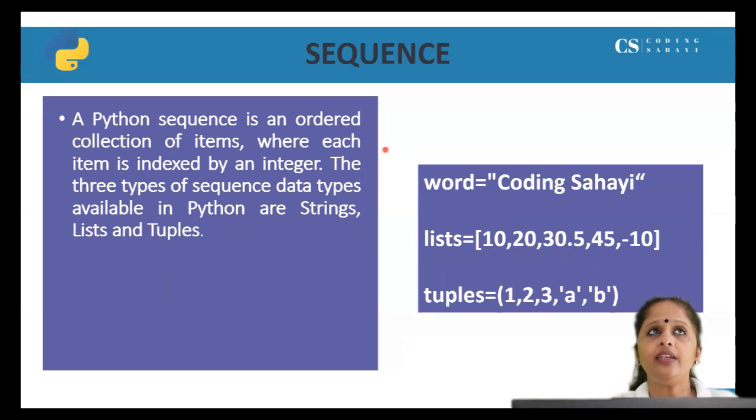When you write num1 is equal to 20, there is only one value, 20. But instead of that, we can write a group of values, an ordered collection of values. That is a sequence in Python. Python sequence data types are strings, lists and tuples. Here you can see some examples. The first one is a string data type: word is equal to coding size. Then list, then tuples, which we are going to study in detail.